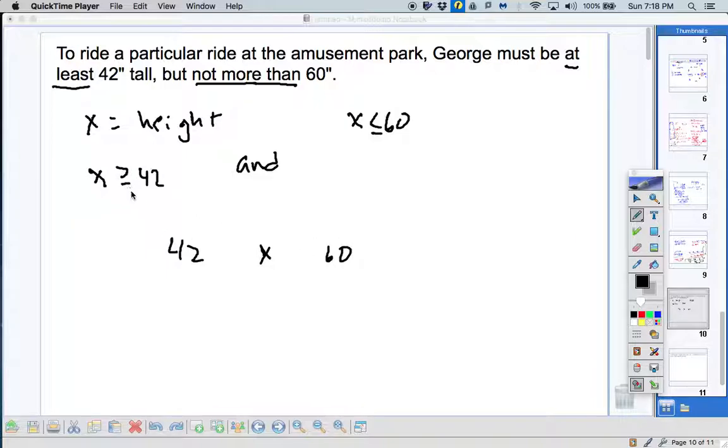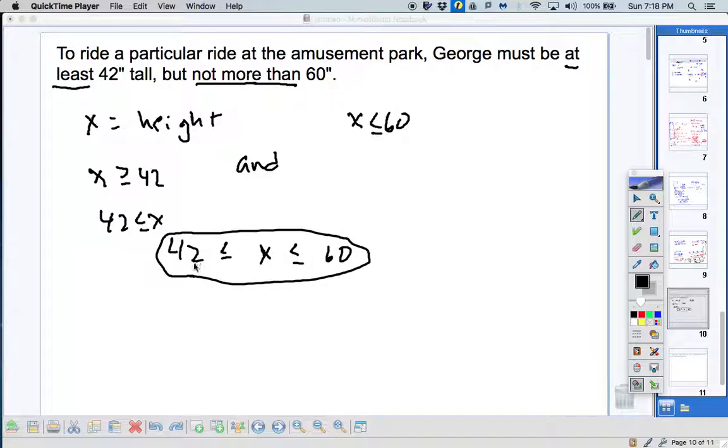And here we had a less than or equal to, written as a greater than, but we're going to flip it around. So we could also have written this as 42 is less than or equal to x. So we'll use the less than or equal here. And here we already have the less than or equal. So this is our compound inequality. So it says our x is between 42 and 60, and it could be either 42 or 60. So that's how we write a compound inequality for and.